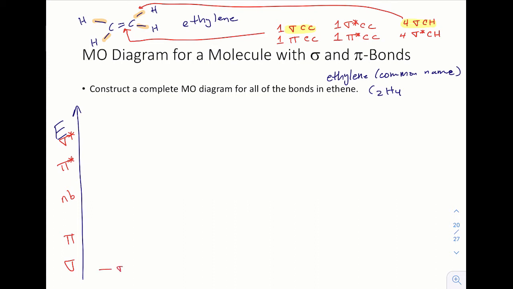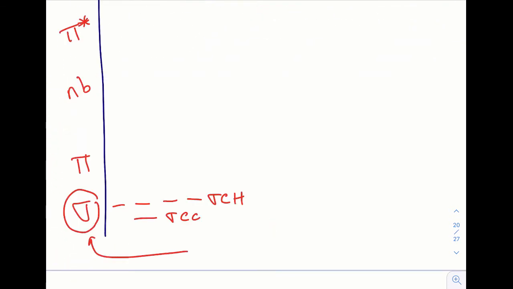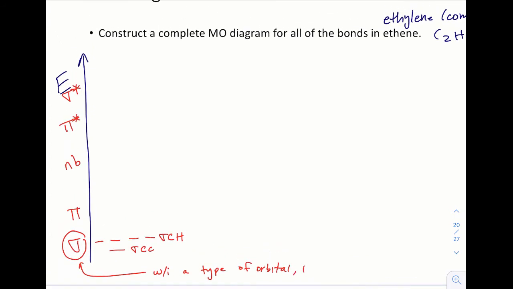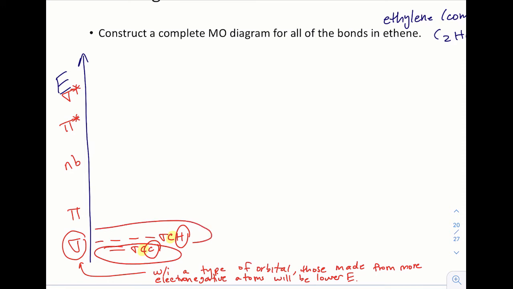Now, sigma CC will be just a tiny bit lower energy than sigma CH. Recall that within a certain type of orbital, such as sigma, we have sigma CC versus sigma CH. Those made from more electronegative atoms will be lower energy. That is the convention that we will be using in this model of molecular orbital theory. Carbon being slightly more electronegative than hydrogen results in sigma CC being slightly lower energy than sigma CH.